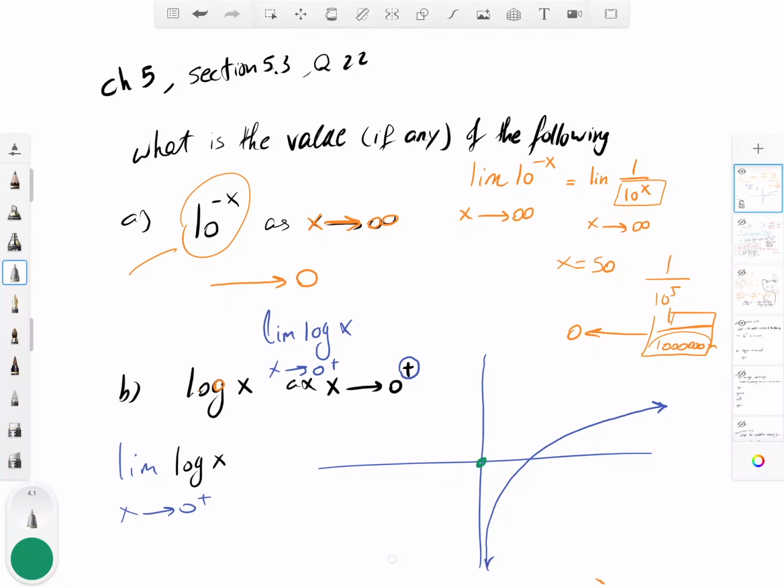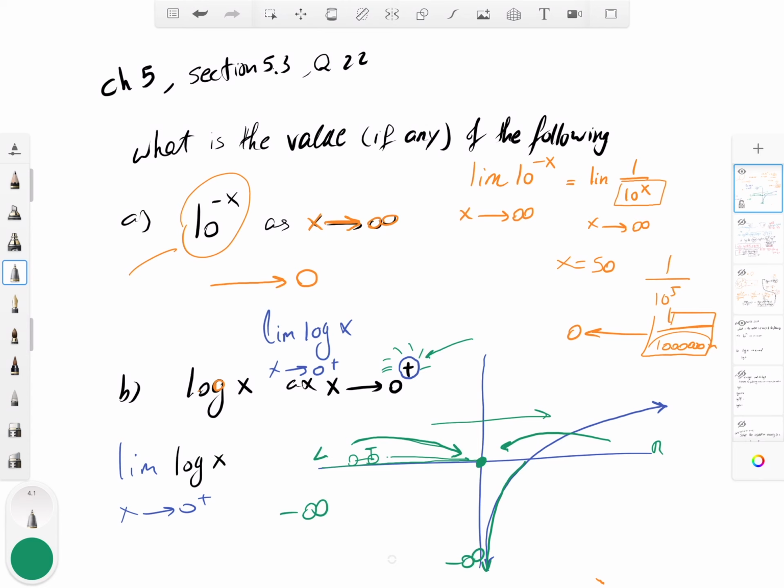Here is 0. We have two ways to go to 0. One of them is from left to right, another one from right to left. Which way we should get to 0, they usually tell us by plus or minus. When it's plus, that means they're asking us to go to 0 from left to right, in the positive direction. So if you go this way, you see the graph takes you to negative infinity. So the answer will be negative infinity.